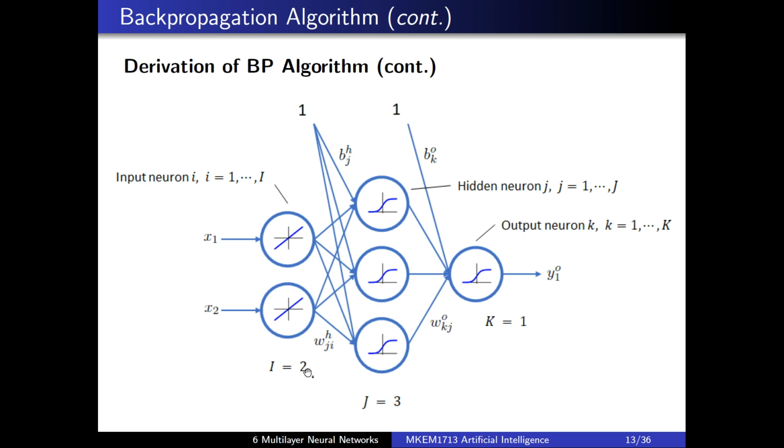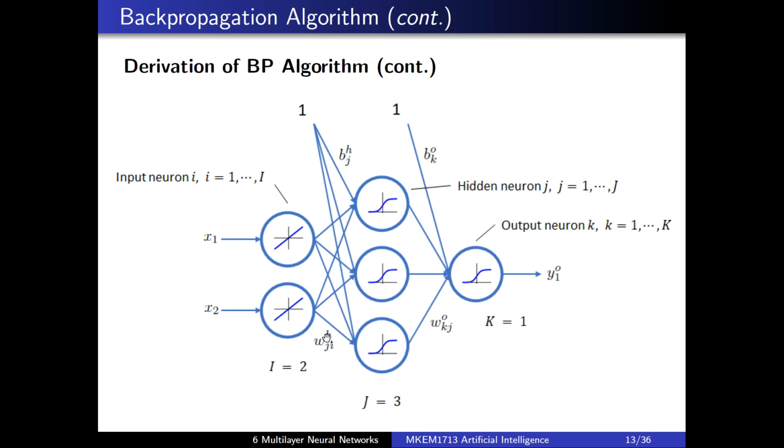For example, the number of input neurons is referred to as capital I, and this is input neuron I, where I equals 1. So this is input neuron 1, input neuron 2. This is hidden neuron 1, hidden neuron 2, hidden neuron 3, because our capital J is 3. The number of output neurons is referred to as capital K. So this is output neuron 1.